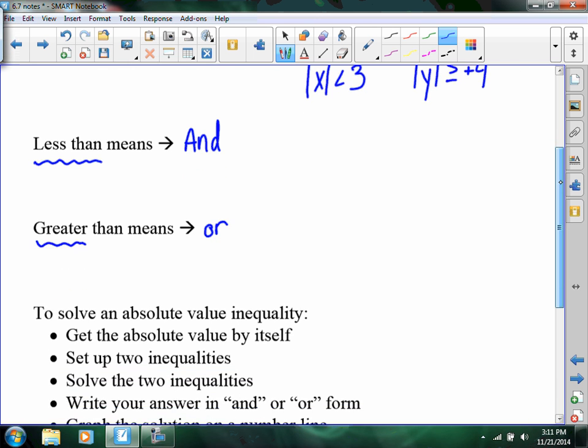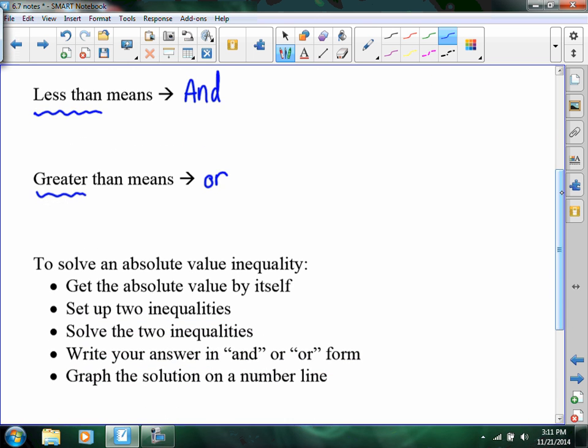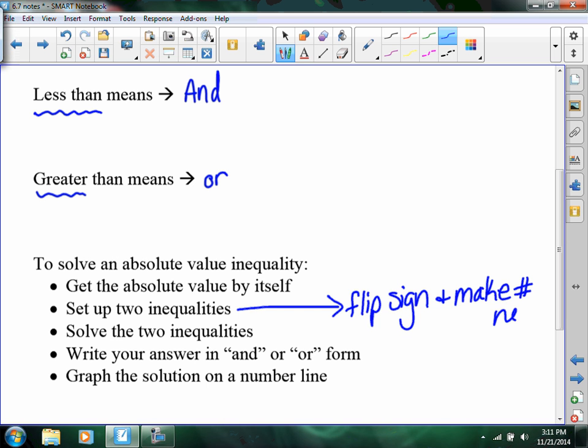So when we're solving our inequalities, we're going to set up two inequalities. First, you have to get the absolute value by itself, just like we did in the previous section of notes. Then you're going to set up your two inequalities. When you set up the first inequality, it looks very similar to the original problem, but for the second one, you're going to flip the inequality sign and make the number that it's equal to negative, because we still have to deal with a positive and a negative value that we could put inside those absolute value bars.